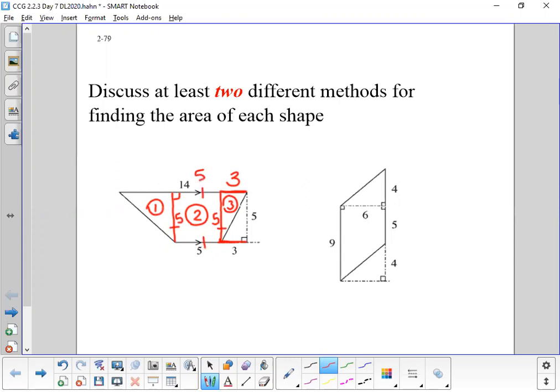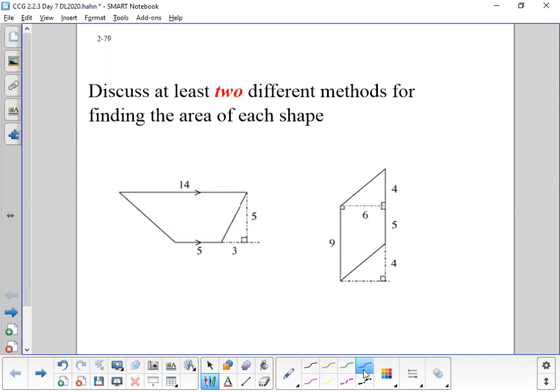So then that makes this length 5. And this length is 3. And if I know that these two add up to 8 and the whole thing is 14, then I know that this part of it must be 6. So now I've got a triangle that has a base of 6 and a height of 5. I have a square in the center, base and height are both 5. And then I have this triangle that has a height of 5 and a base of 3. And I can add those three together. So that's the second way you could find the area of your trapezoid.